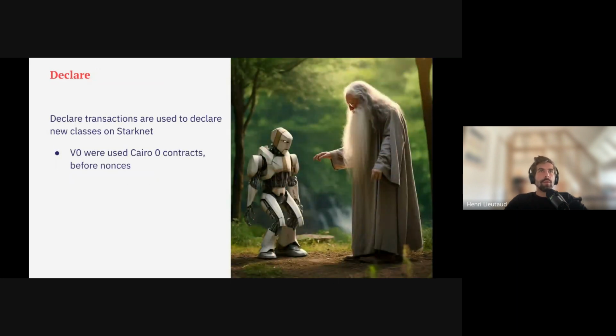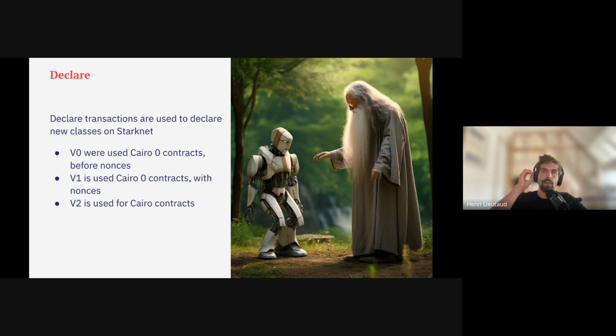Let's talk about declare transactions. Declare transactions are the transactions you use to declare a new class on Starknet, meaning you're saying, hey, here's a new smart contract that may or may not be deployed. Here that's a wizard teaching a robot a new trick, because you're teaching the network how to do new things. You're just telling it, this is how you can run that smart contract. There are 4 versions of declare transactions.